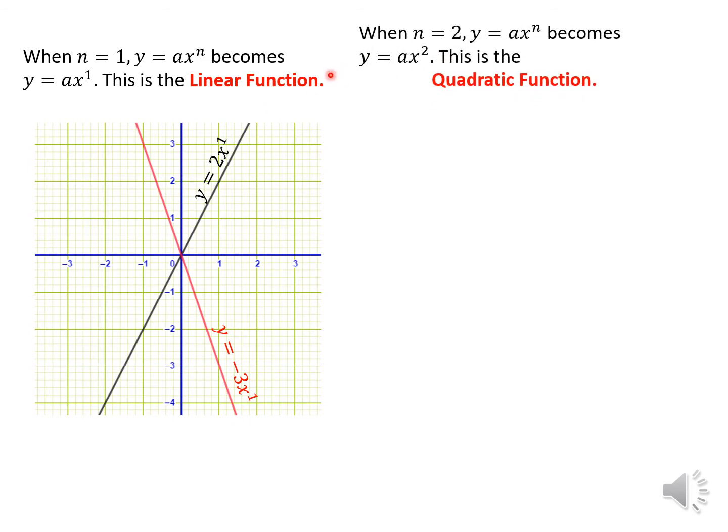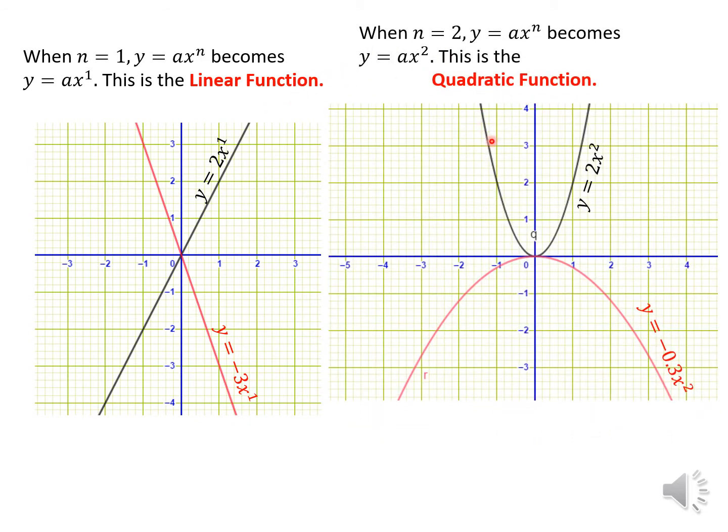What about if we have n equals 2? Well, this one is quite familiar. It's a quadratic function. I have here the one in black, y = 2x squared. And here I've got when the value of a in front of the x squared is very small, the graph will open up a bit. This is basically the graph of y = -0.3x squared. These are all quadratic functions.